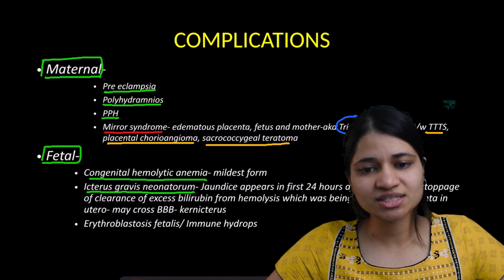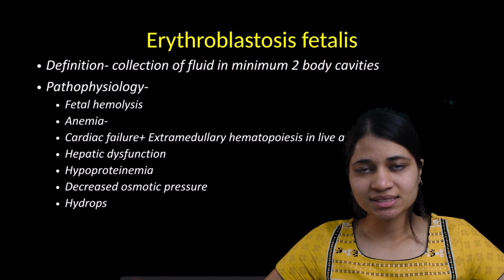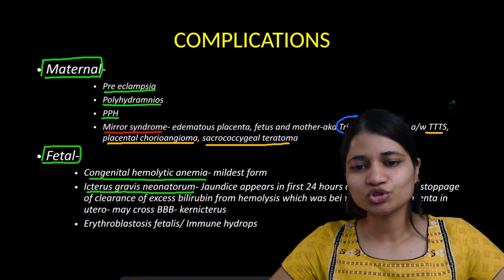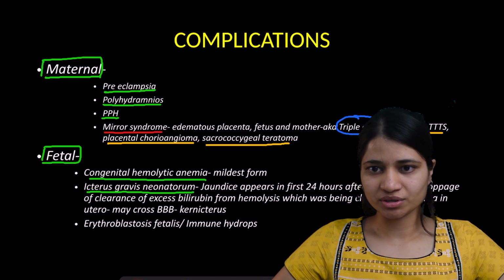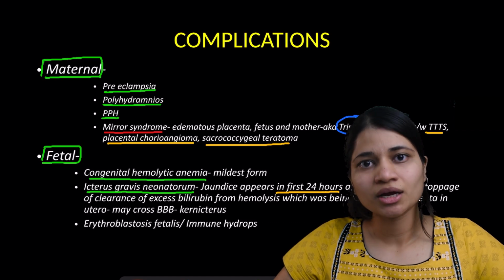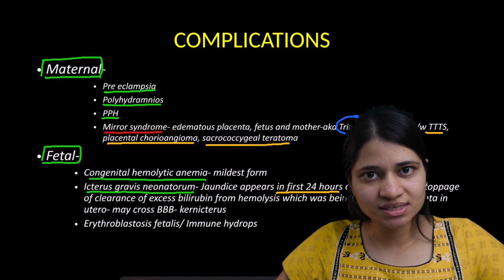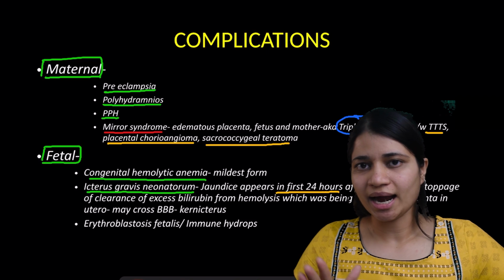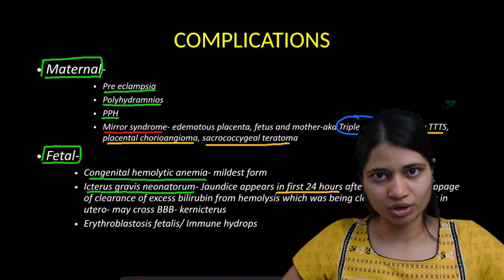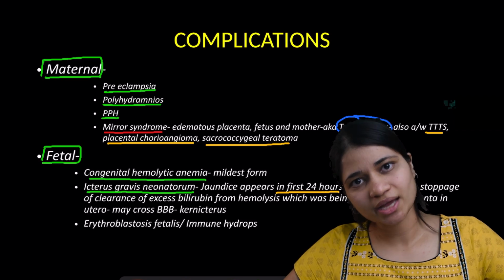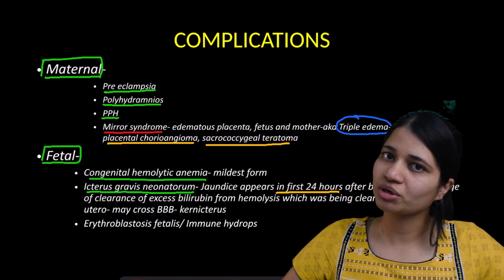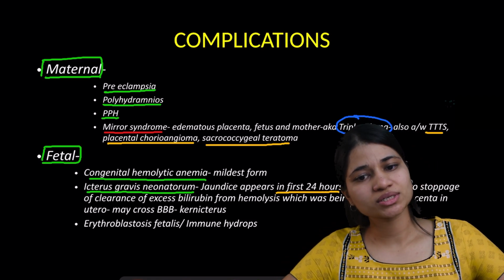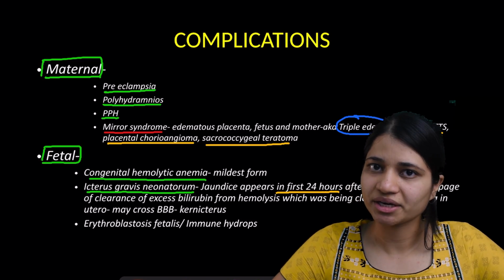So as the name suggests, what is icterus gravis neonatorum? Is the baby developing icterus, that is hyperbilirubinemia, in the neonatal period. So jaundice appears in the first 24 hours after birth. And why is that? Because earlier, when the mother's antibodies were causing hemolysis in the baby, the extra bilirubin which was being formed was being cleared off by the placenta. And after delivery, this clearance mechanism does not occur, and hence this jaundice occurs in the baby because of the accumulation of this bilirubin after delivery. Now when this extra bilirubin crosses the blood-brain barrier, it can cause kernicterus.